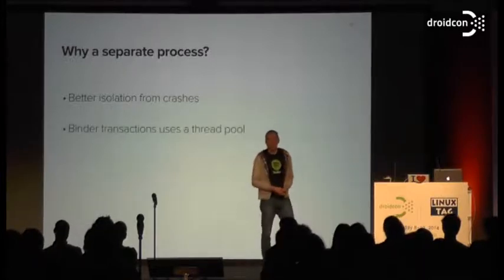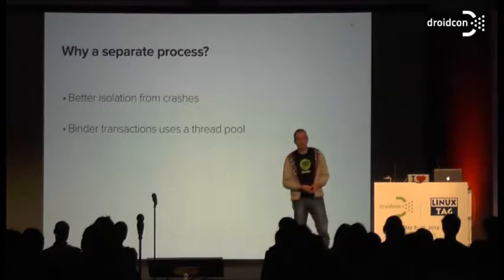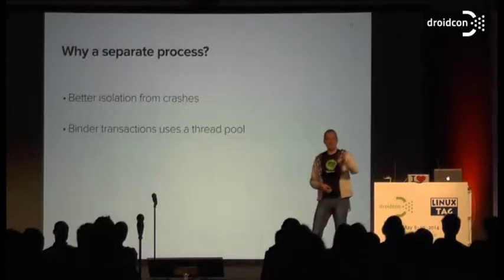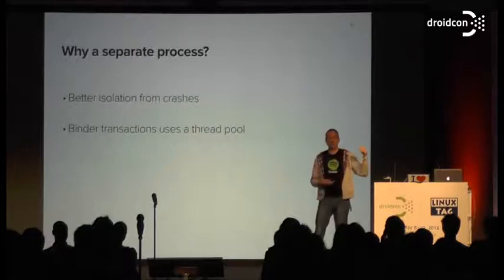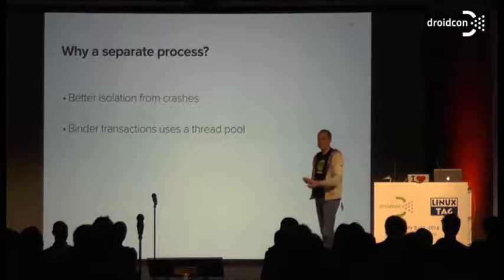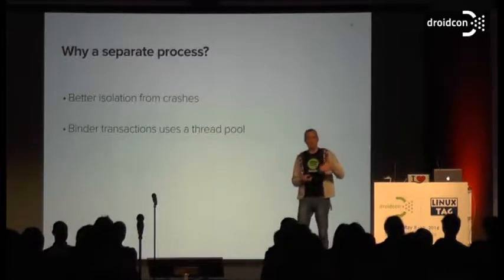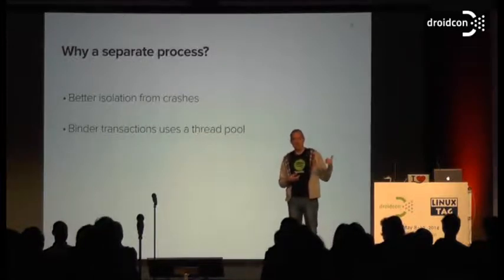Binder transactions use a thread pool. So if you have a service, everyone here knows how to use a service, and you bind to that service, you make a method call through the binder. Now if you do that in one single process, a local binder call, even if it's in AIDL, the call will be done on the same thread as the caller, so it won't be a separate thread.